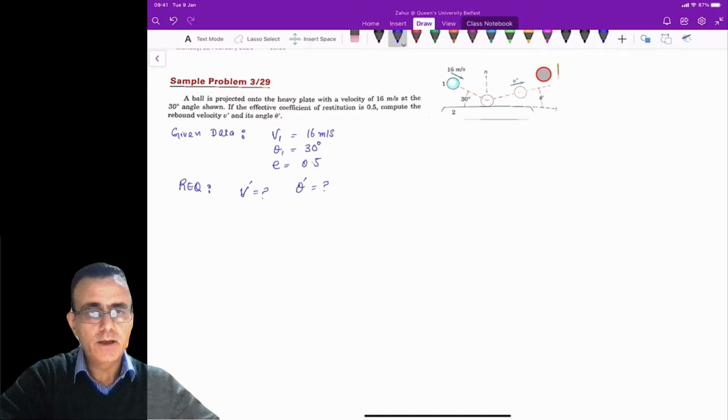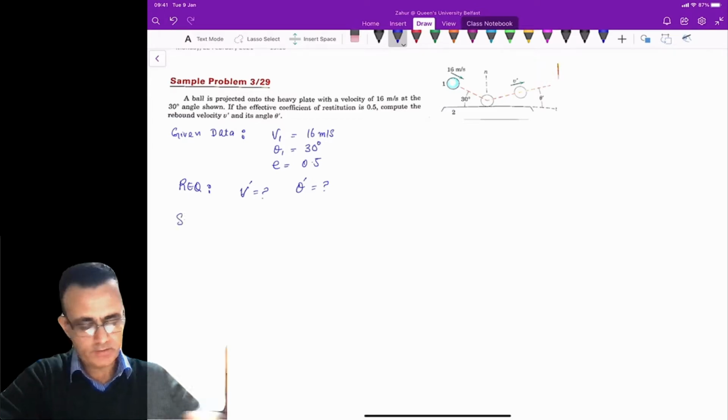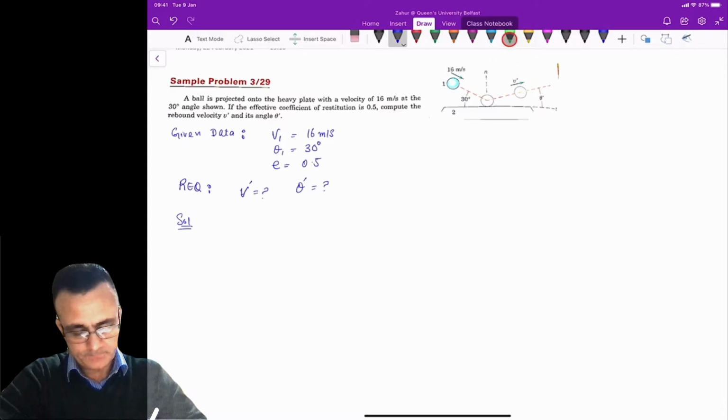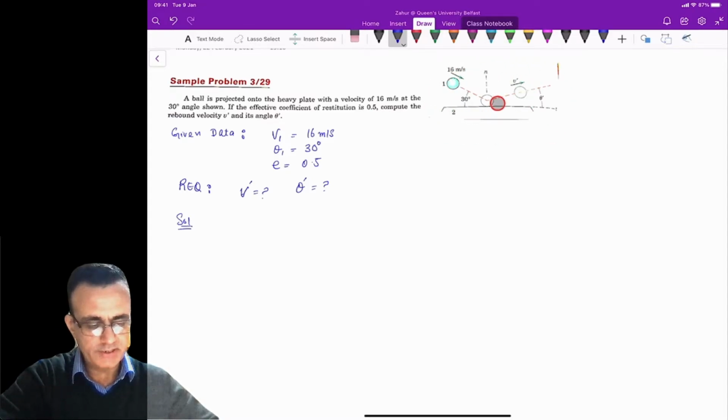Now, the solution: this is obviously a case of oblique impact, and we know that in oblique impact we can split the problem into n and t directions. The t direction is along the tangent to the point of contact, and the n direction is perpendicular to it. So this is our t direction, and this is our n direction.